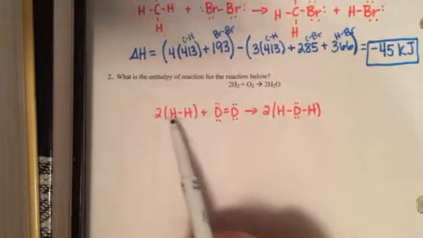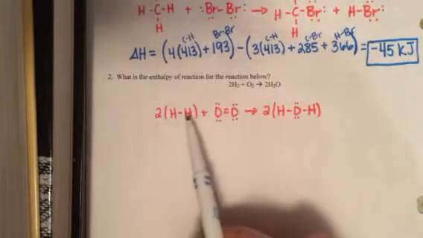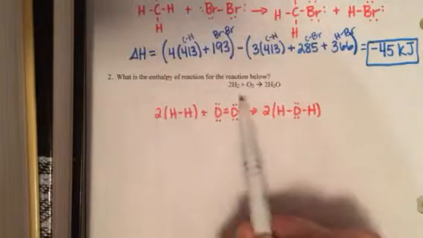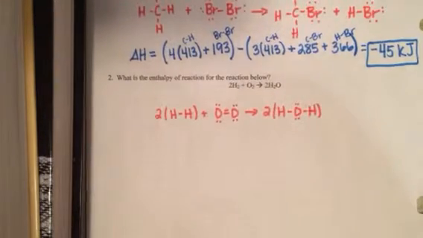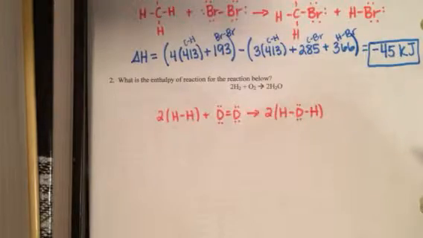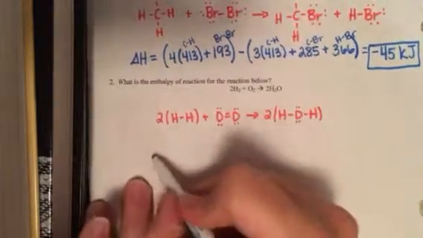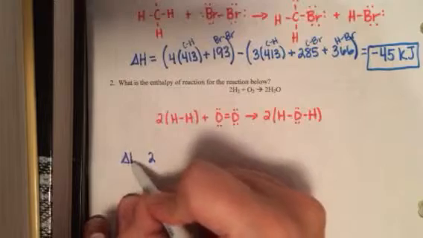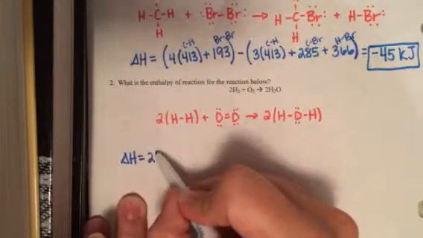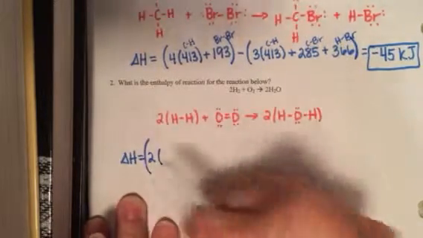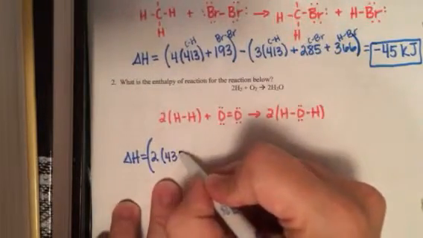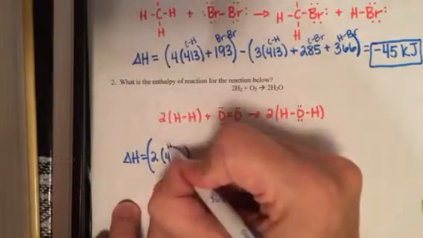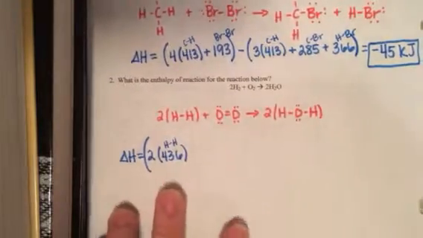So we're going to start here with our 2 H2 molecules. Now notice I drew an H2 and then I put a 2 outside here because the coefficient was saying that you needed 2 H2s to react with an O2. And those coefficients are important. So we're going to start with delta H equals, and we'll do 2 hydrogen-hydrogen single bonds. So you look up hydrogen-hydrogen single bond, and that is 436 kilojoules per mole. So that's the hydrogen-hydrogen one.